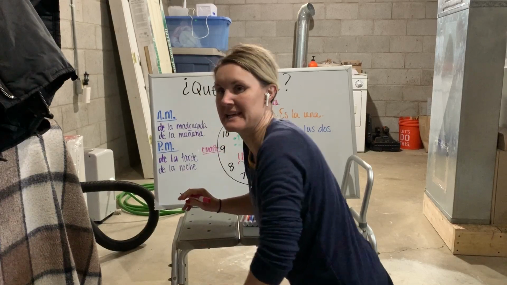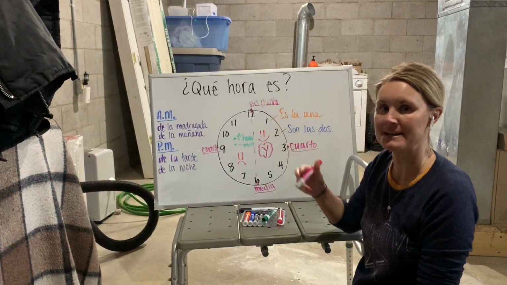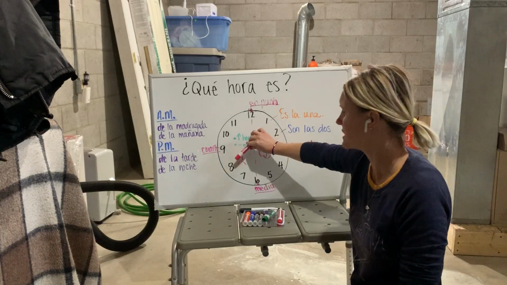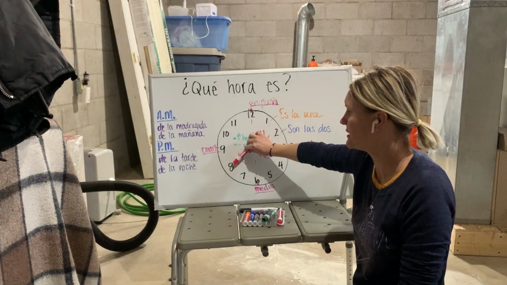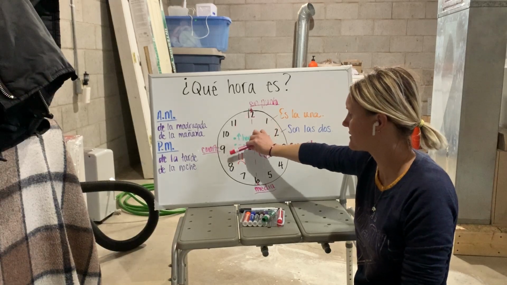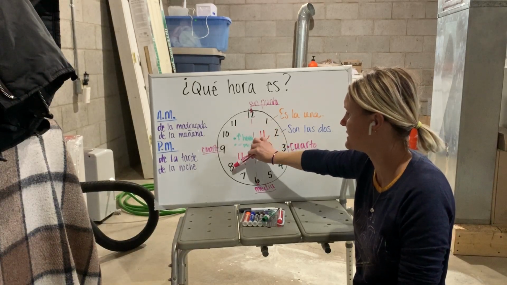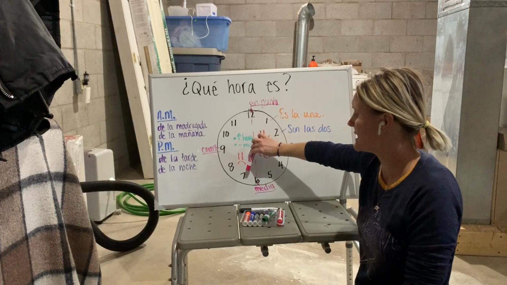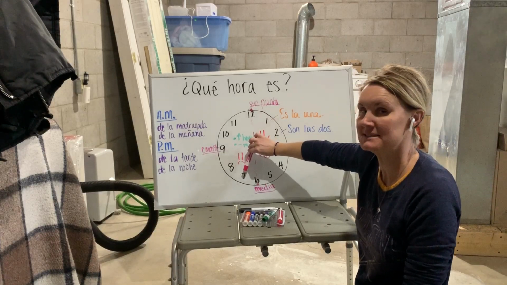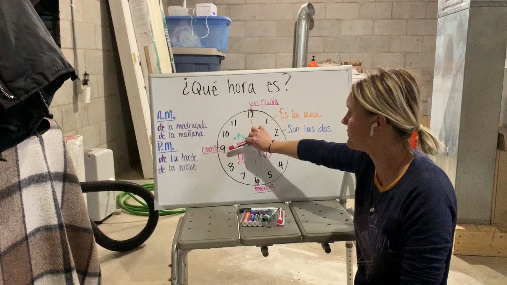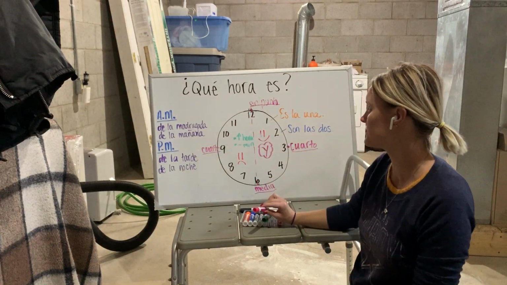And that would be like saying it's 2 o'clock minus a quarter. Son las dos menos 20, because there's 20 minutes till the next hour. Son las dos menos 25, because there's 25 minutes till the next hour.